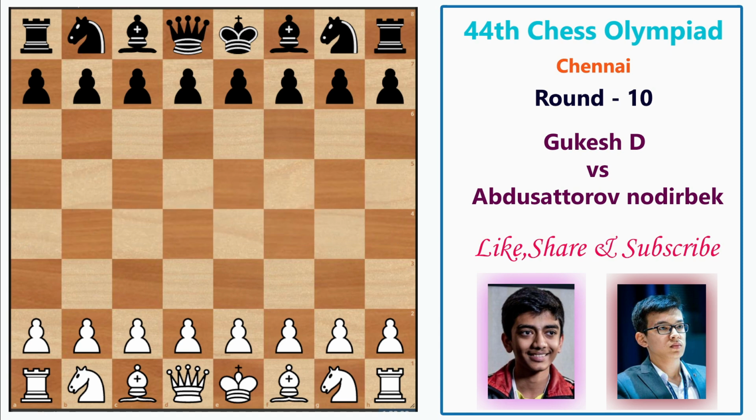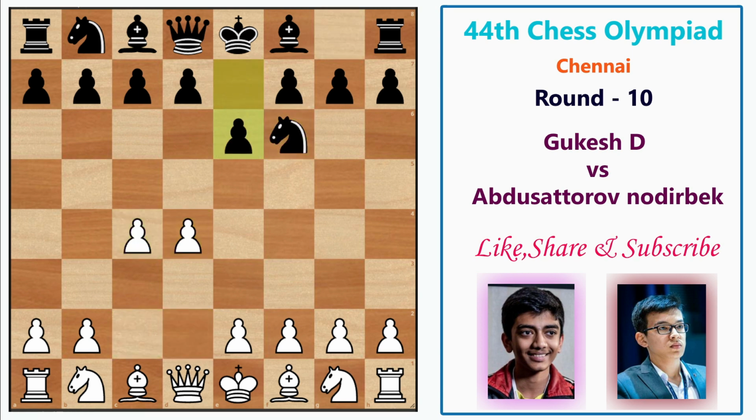Here Gukesh was handling the white pieces, so he opens the game with 1. d4. After this, Abdusattorov Nodirbek replies with knight f6. We have c4, pawn to e6, and knight f3, an anti-Nimzo-Indian on board. Then we have d5, and now it has transposed into a Queen's Gambit Declined line.